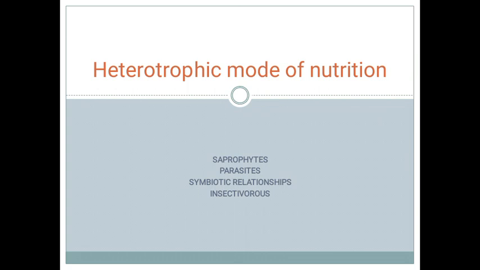If the plants are not having chlorophyll in their body, how do they prepare their food? They will be depending on some other plants for their food, and the process is known as heterotrophic mode of nutrition. Let's study about some of the plants which show heterotrophic mode of nutrition and different styles or different methods of heterotrophic mode of nutrition. There are a few. We will be studying about saprophytes, parasites, symbiotic relationship and insectivorous plants.